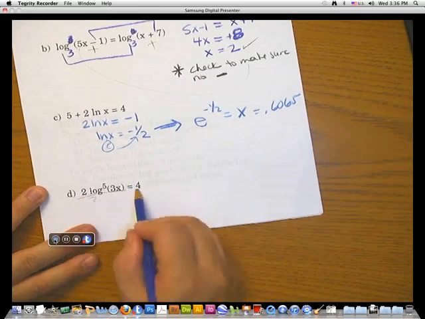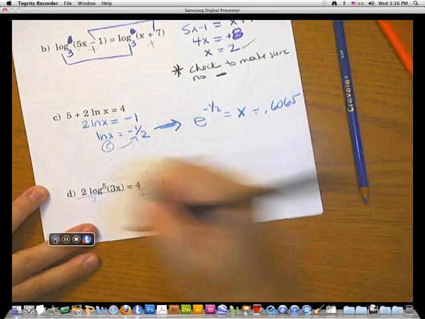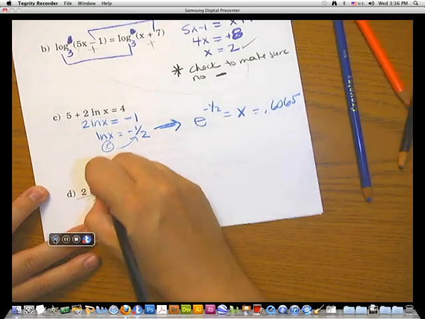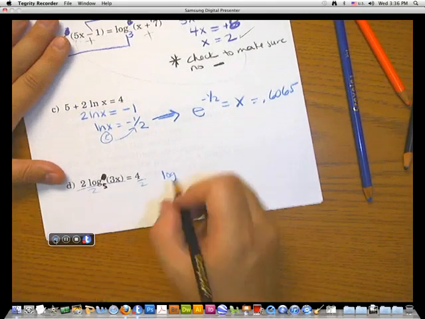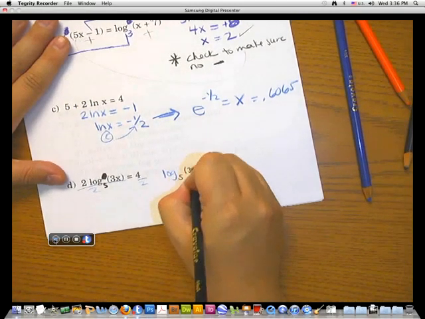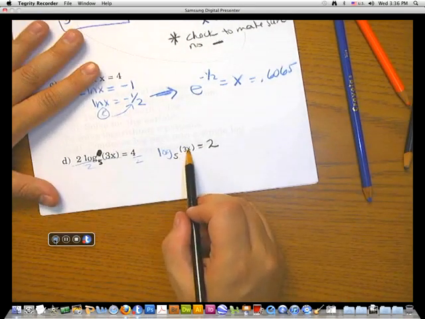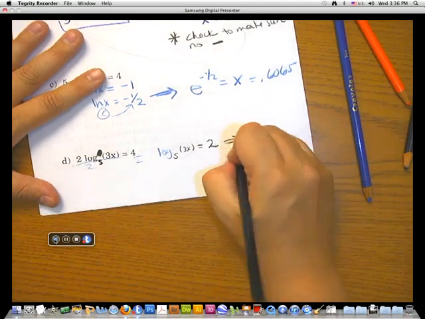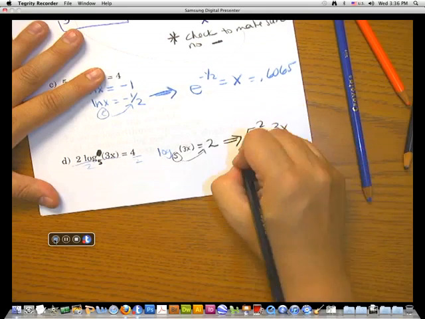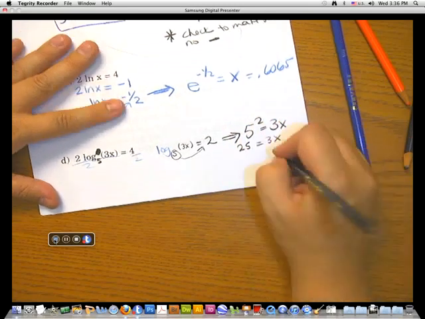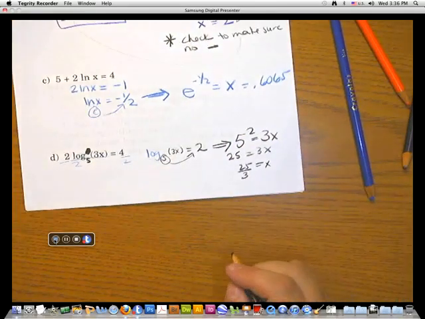All right, first thing you gotta do is get rid of the coefficient. So log, and sorry, that's a base 5 again. That's a typo. Divide by 2, so log base 5 of 3x is 2. Now in order to get to that piece, I'm going to have to change the log to exponential form. The base kicks up. 5 squared is 3x. 25 is 3x. So x is 25/3.